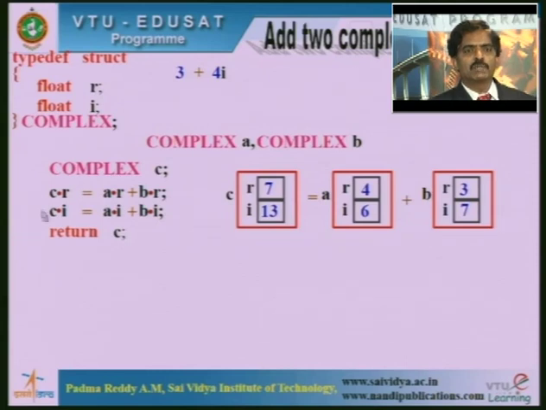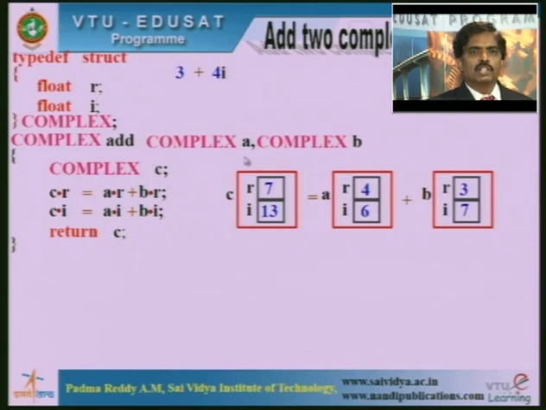Now all these statements must be enclosed within braces here. What we are returning? C. C is of type what? Complex. So here I write complex. This return type complex has to be followed by name of the function. What is the name of the function? Add. So this is the complete function which is used to add two complex numbers and return the result. Now tell me, what is this A and B? A and B are called parameters. The syntax is all parameters must be enclosed within parentheses like this. So now we have written a complete function to add two complex numbers.